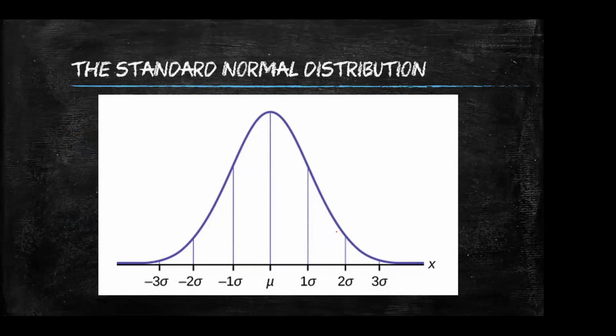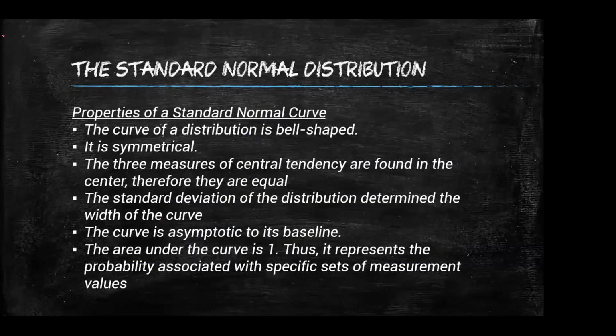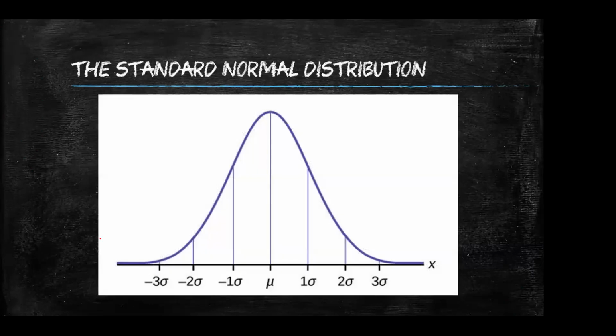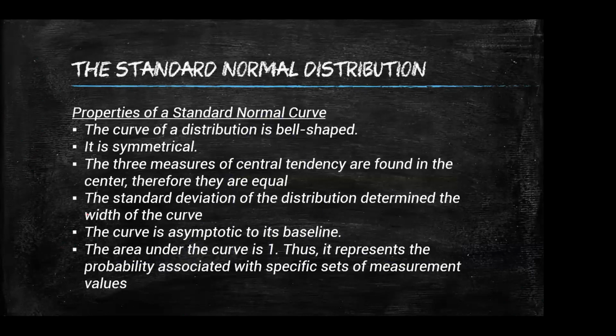Ayan. Okay. So we have 6 properties of a standard normal curve. The standard normal distribution, when we graph, is the standard normal curve. So ano nga ba yung properties ng isang standard normal curve? Number 1, the curve of a distribution is bell-shaped. So hugis bell siya. As you can see in the figure in this slide, mukha siyang kampana. Next is, it is symmetrical.